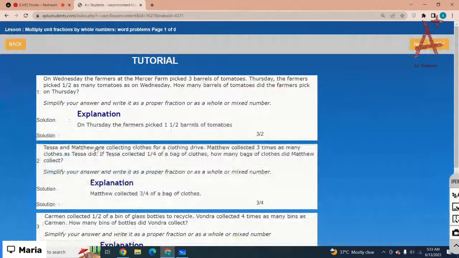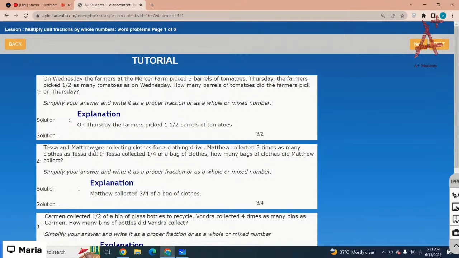Okay, let's start with the first example. Let me read the question. Just listen to me carefully. Basically, the concept is you have to multiply a whole number and a fraction. Got it? Okay. On Wednesday, the farmers at the Mercer farm picked 3 barrels of tomatoes. Thursday, the farmers picked 1 over 2 as many tomatoes as on Wednesday. How many barrels of tomatoes did the farmers pick on Thursday?